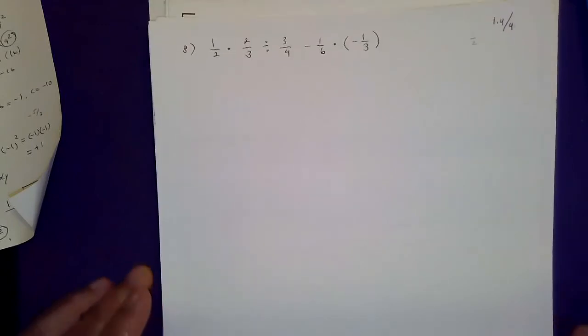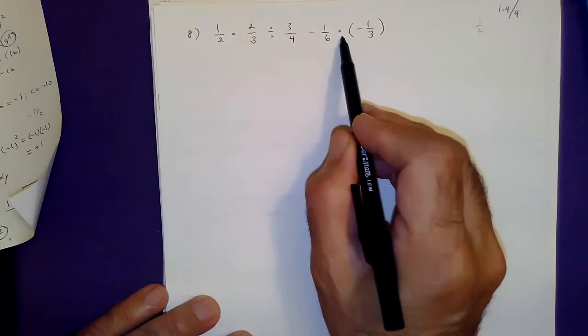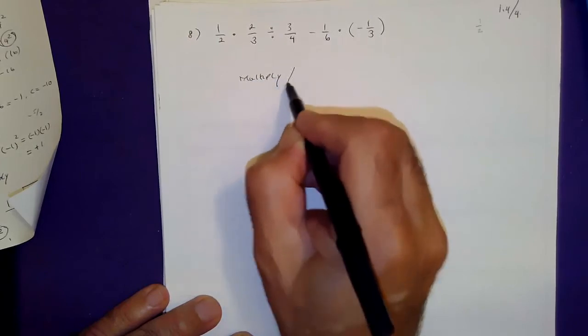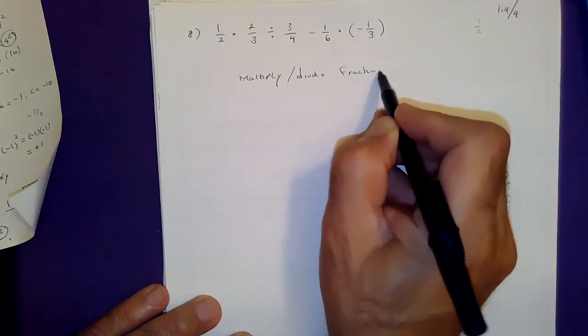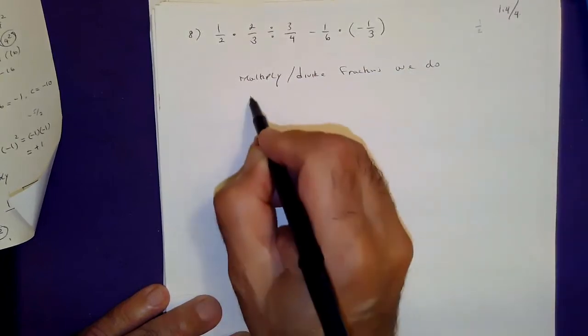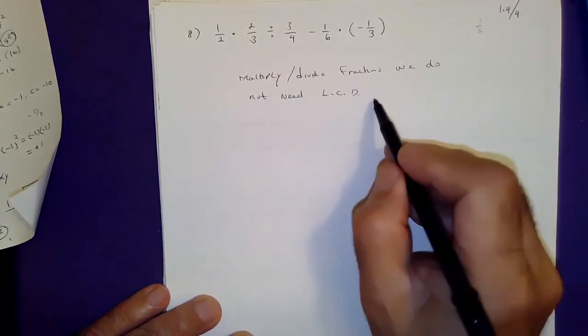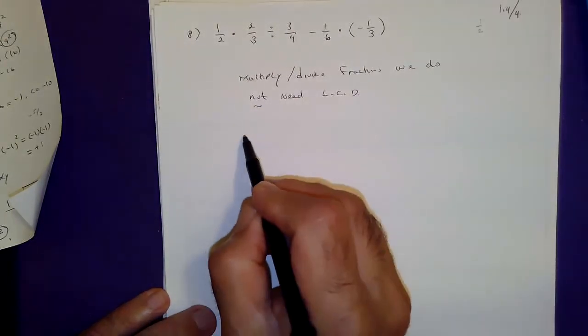Finally, we've got fractions. We'll talk about this a little bit later in the course, but right now we have multiplication, division, and multiplication. Remember, when we multiply or divide fractions, we do not need the LCD, which stands for least common denominator. We do not.